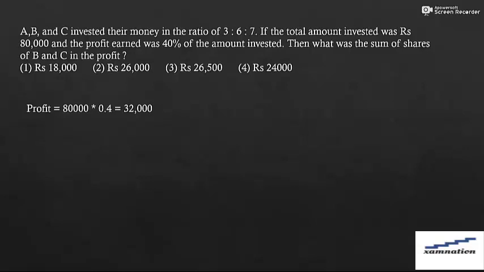Now the investment ratio is 3 is to 6 is to 7. So we'll divide using this. So B and C share will come to 6 plus 7 upon 16 into 32,000, that is 26,000. Now another trick that you can learn from this question is that if you look at B plus C share in the total profit, it is 13 parts out of 16. So you can guess that the B and C share will be a multiple of 13. So out of the 4 options, only 26,000 is a multiple of 13. So you can directly select the answer as 26,000 and move on to your next question.